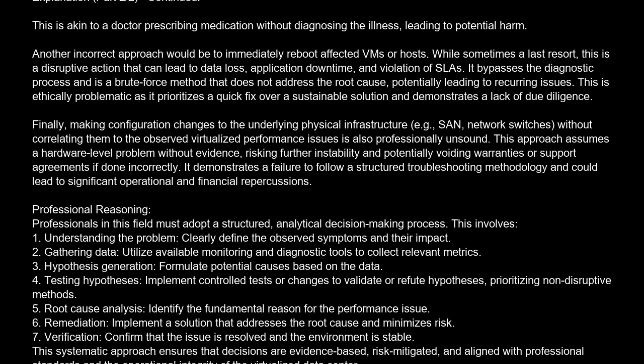Professional reasoning. Professionals in this field must adopt a structured analytical decision-making process. This involves: 1. Understanding the problem, clearly define the observed symptoms and their impact. 2. Gathering data, utilize available monitoring and diagnostic tools to collect relevant metrics. 3. Hypothesis generation, formulate potential causes based on the data. 4. Testing hypotheses, implement controlled tests or changes to validate or refute hypotheses, prioritizing non-disruptive methods.